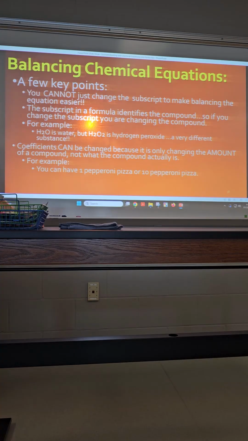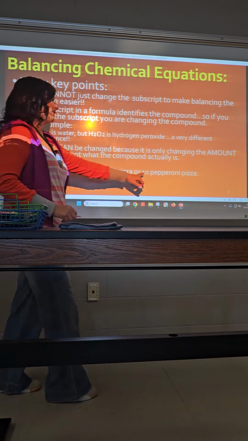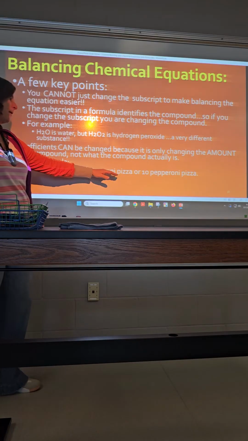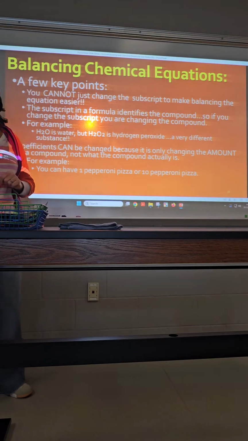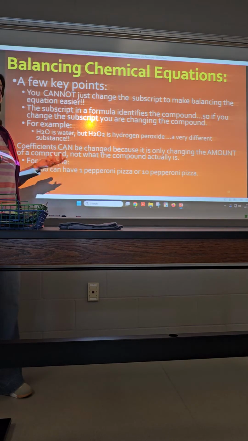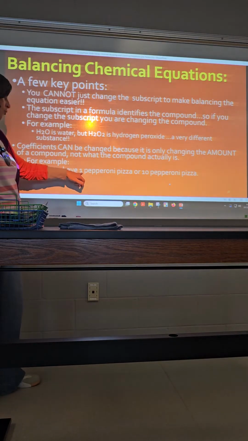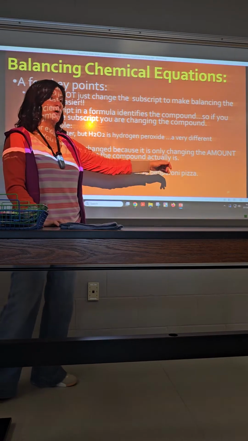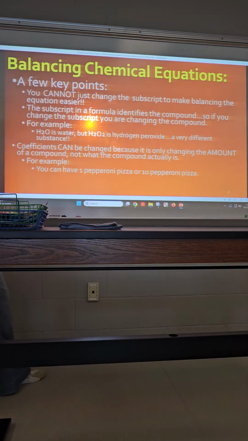So here's my example, and I think I mentioned this yesterday. You can have 1 pepperoni pizza or 10 pepperoni pizzas. The 1 and the 10 are like the coefficient. The pepperoni pizza is like our compound. It's still pepperoni pizza no matter how many of them you have. It's just how many are there now, right? 1 or 10. Same thing with water. You could have 1 H2O or you could have 10 H2Os. It's still the same thing, right? So that's why we can put coefficients in, but we can't change the subscript.